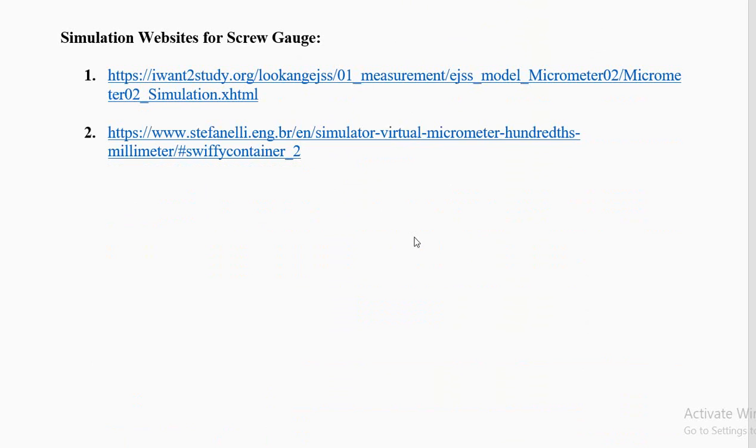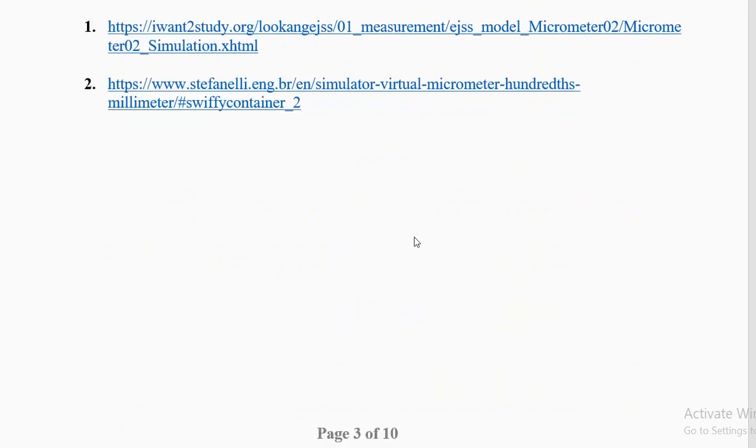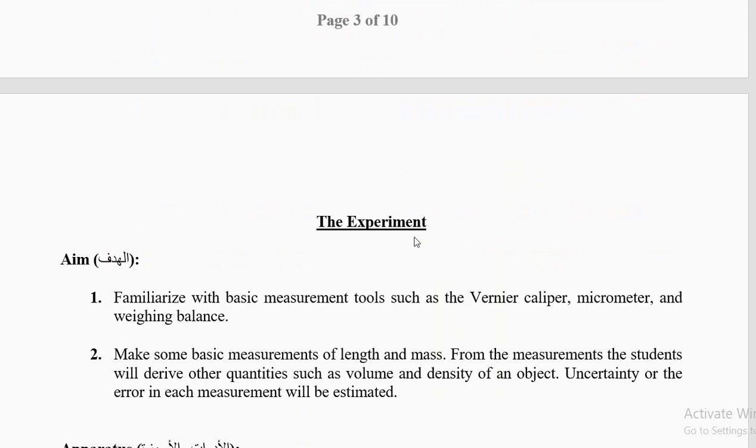Again, there are two links to the animations. Please look at these animations on these links.